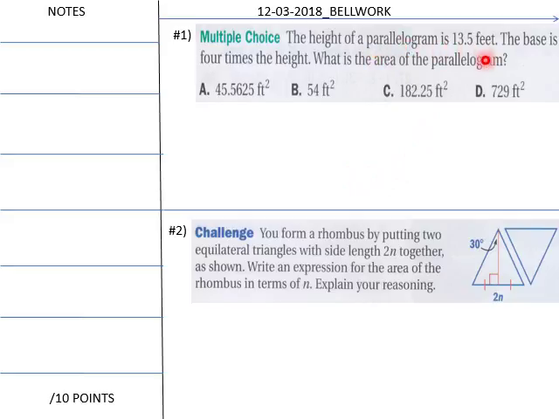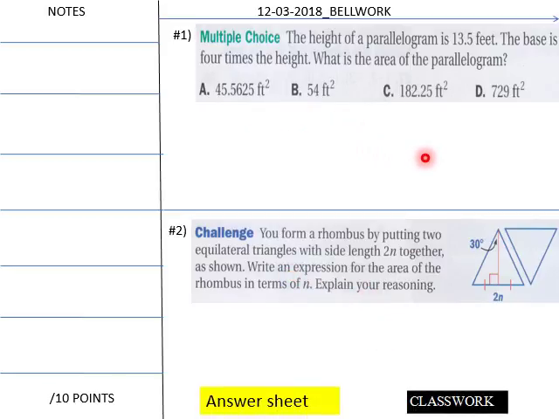The height of a parallelogram is 13.5. The base is 4 times the height. What is the area? And the challenge: you can form a rhombus by putting two equilateral triangles with side lengths 2n together, as shown. Write an expression for the area of the rhombus in terms of n. So that's a good one there, students. Teachers, give everybody 6 to 7 minutes.